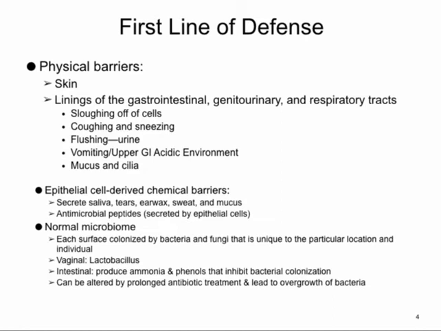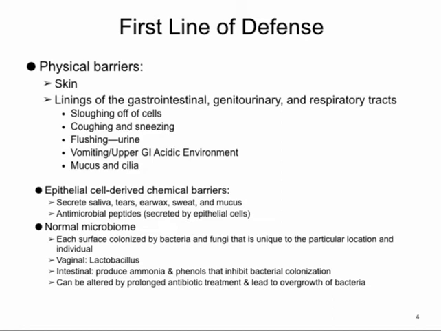When you look at epithelial-derived chemical barriers, obviously your epithelial cells are things like your skin. Your saliva has a lot of enzymes in it that can protect against bacteria. Same thing with your tears, your earwax, sweat, mucus. All of this has protective enzymes and antimicrobial peptides in it to protect against bacterial invasion.